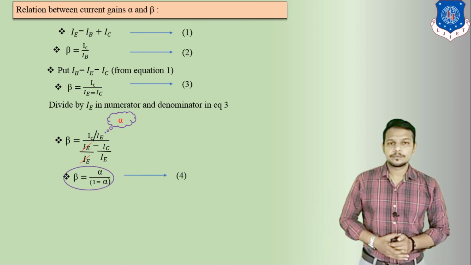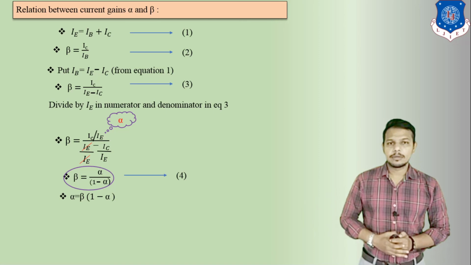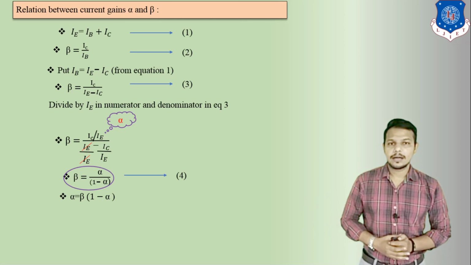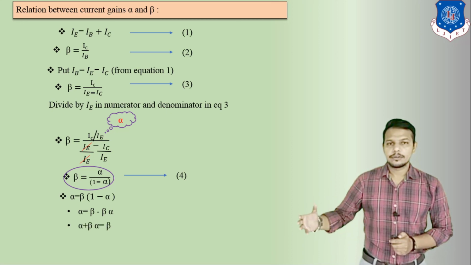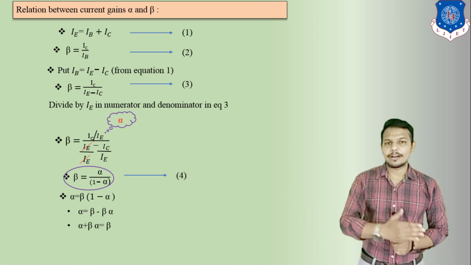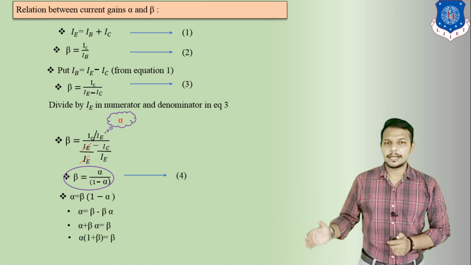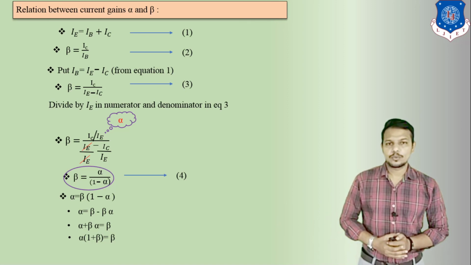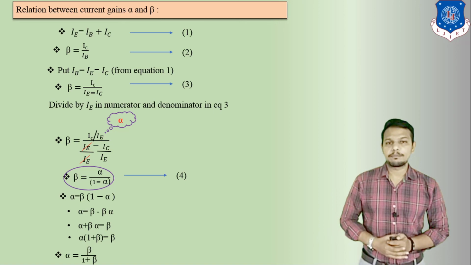Now we have to prove alpha is equal to beta in bracket 1 minus alpha. Here we make alpha the subject. So beta into 1 minus alpha. Now multiply beta inside the bracket, so it becomes alpha is equal to beta minus beta into alpha. Now beta alpha moves to the other side, that means alpha plus beta alpha is equal to beta. From this equation we can take alpha common, so it becomes alpha in bracket 1 plus beta is equal to beta. So we can write alpha is equal to beta upon 1 plus beta. So this is the second relationship between alpha and beta.